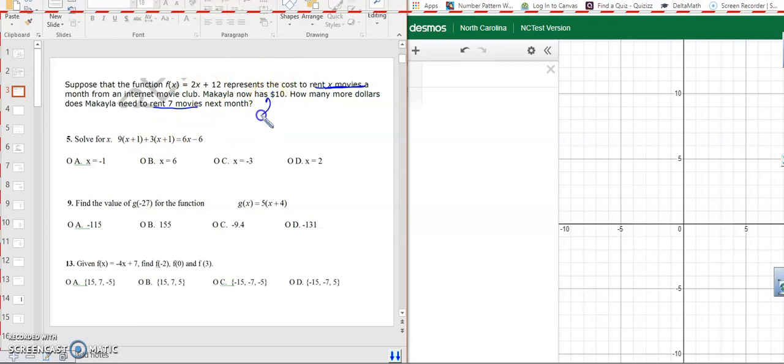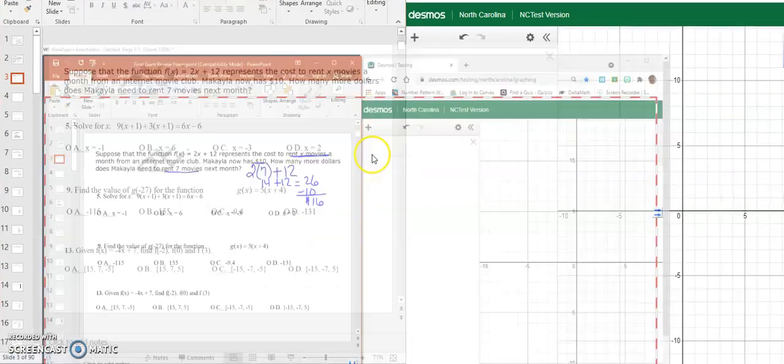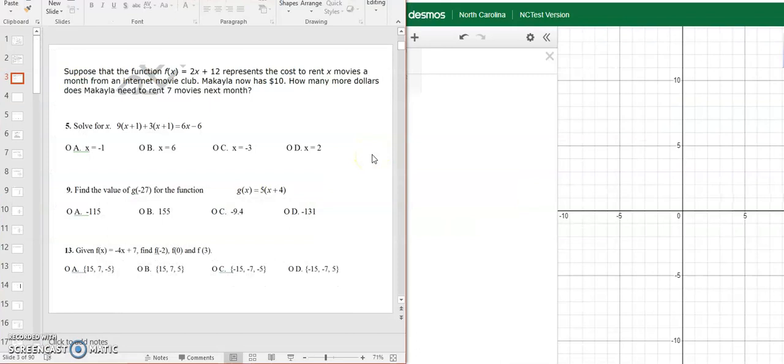So we could take our equation and plug in a 7 there. Okay, so that's 14 plus 12, and that equals $26. Now, it says that she has $10, and it wants to know how many more dollars she needs. Well, if she has 10 and it takes 26, she needs 16 more dollars. So that's simple math. Everyone can do that one. All right, so let's look at the second one.